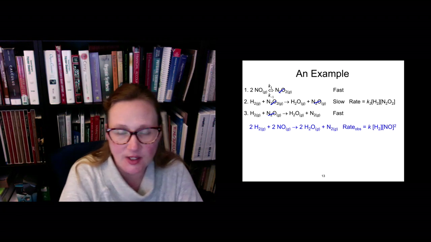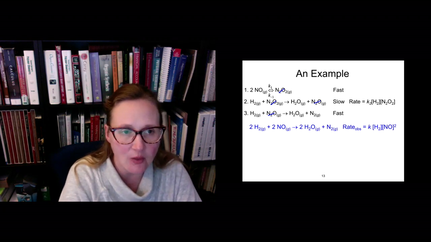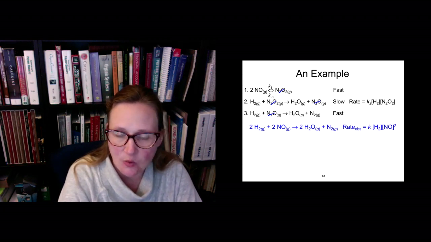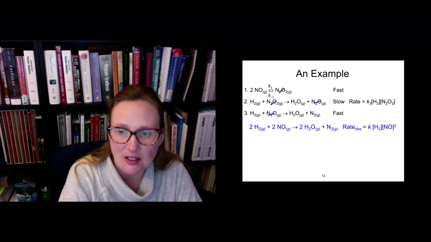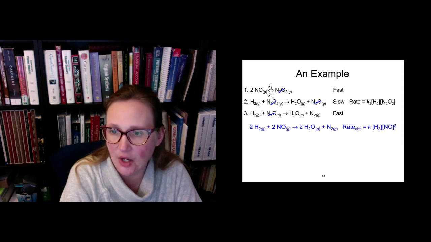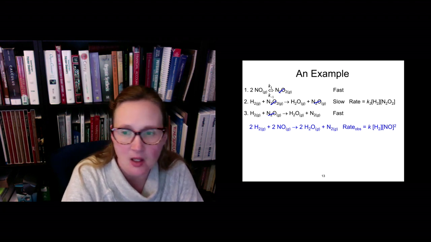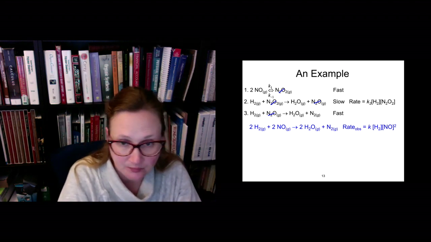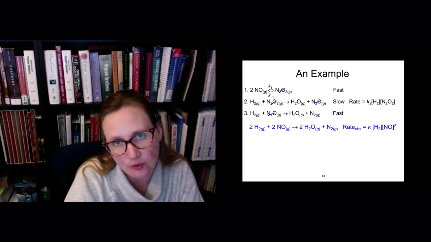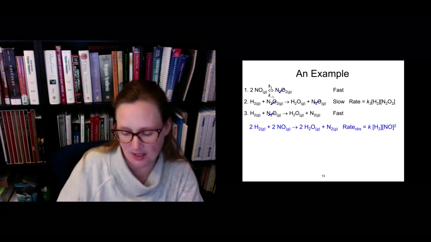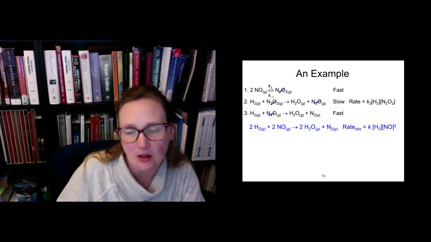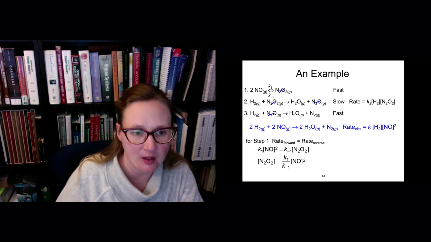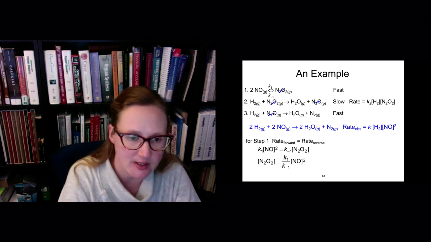And so when we do the experiment, this is our overall reaction, and we find that the rate observed is K times the concentration of H2 and NO squared. So it means we're first order with H2 and second order with NO. Now we have to prove our mechanism that we've written down based on the rate law that we observe. So let's take step 1 for example.